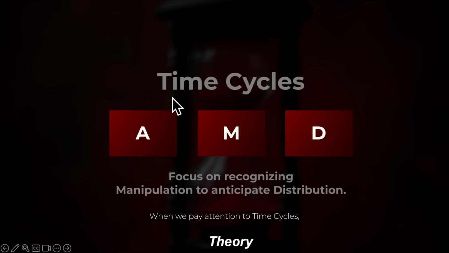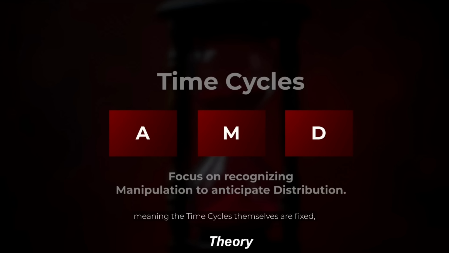When we pay attention to time cycles, each time cycle has its own respective function, meaning it either accumulates, or it manipulates, or it distributes. As the text right here suggests, your focus should be on recognizing manipulation to anticipate distribution. Meaning, these time cycles do not only have a function, but that function is not fixed. The time cycles themselves are fixed, however, the function of the time cycle changes.